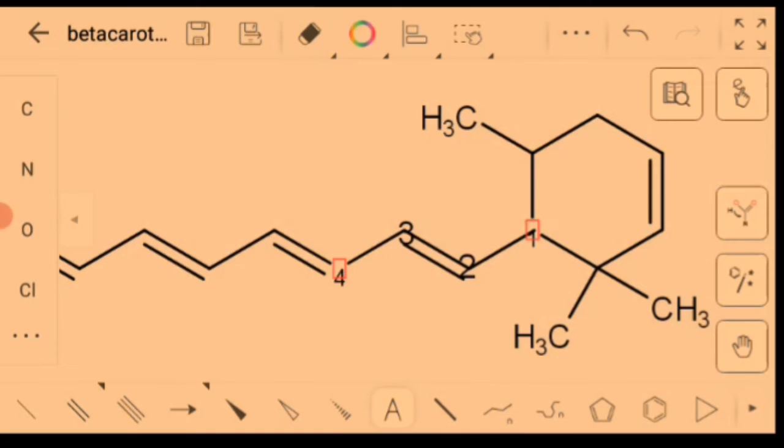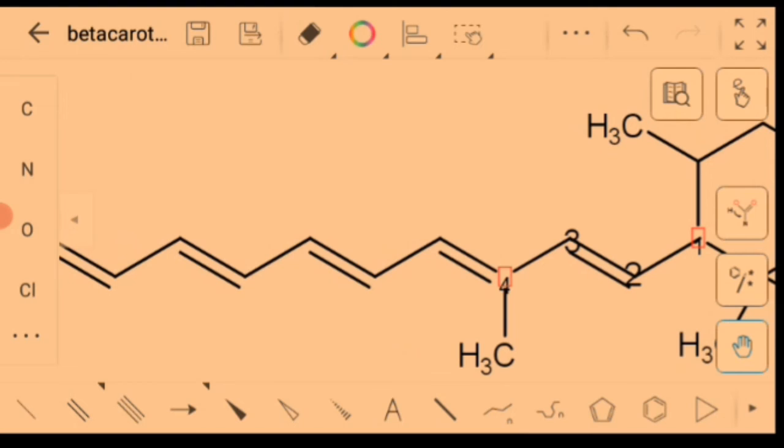Then number 4. Then when I get to the 4th, I just give another branch. Just give a branch to my 4th carbon starting from the back, and I apply my methyl group. You just watch this. Then I begin my counting again as I had earlier done in the first one.